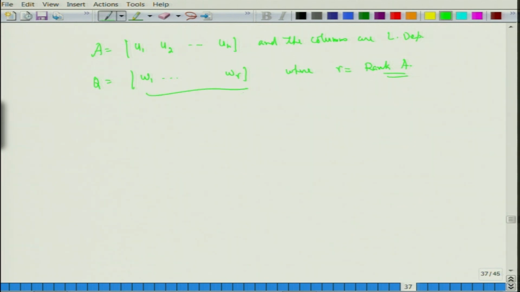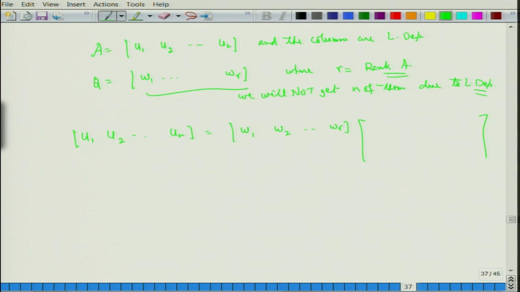We will not get N of them due to linear dependence, fine. So I have got only R of them, and I have to maintain everything with that. So I again write U1, U2, UN here. Then again I can write it as W1, W2, WR. Now this matrix will not be nice, but it will have some property, because this is R of them only. So I need only R here as such.